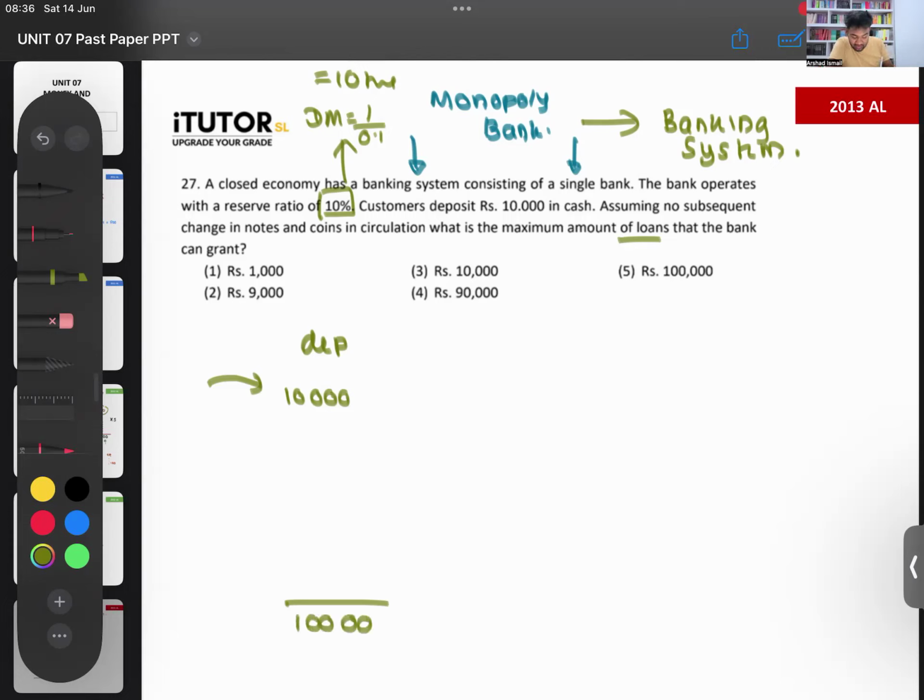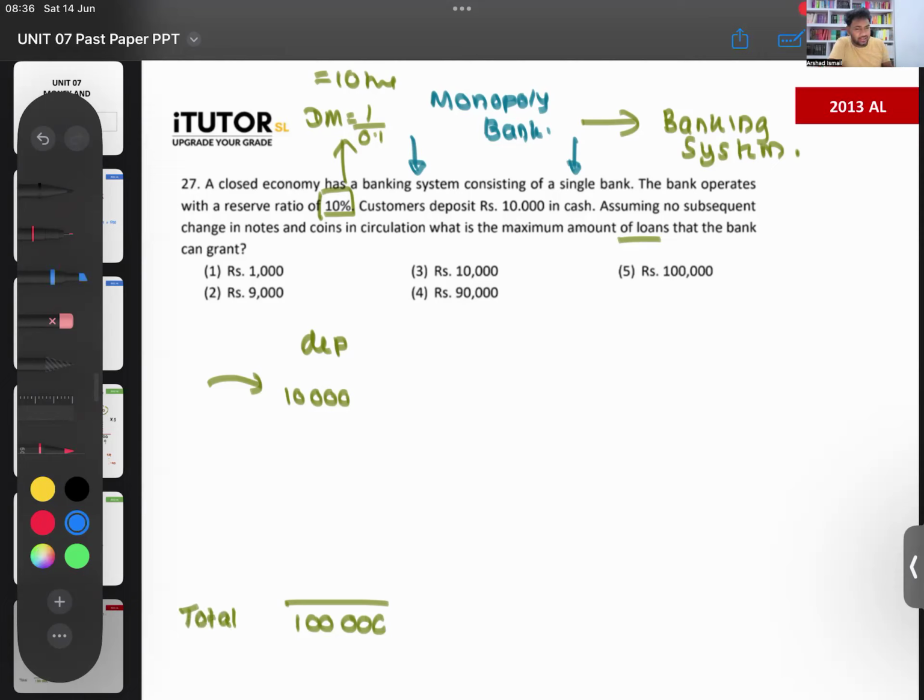Now, why do you consider this as a banking system? Because if one bank is the only bank that is there, it can still create some amount of credit. It should be able to, right? You can give out loans, and those loans will somehow end up coming back as deposits to that bank itself. It's not impossible to do. So this is the total deposits in the banking system.